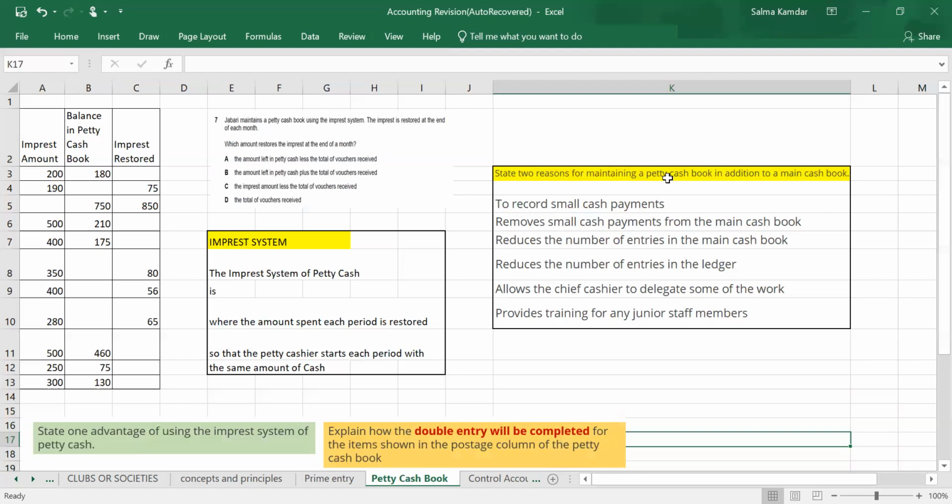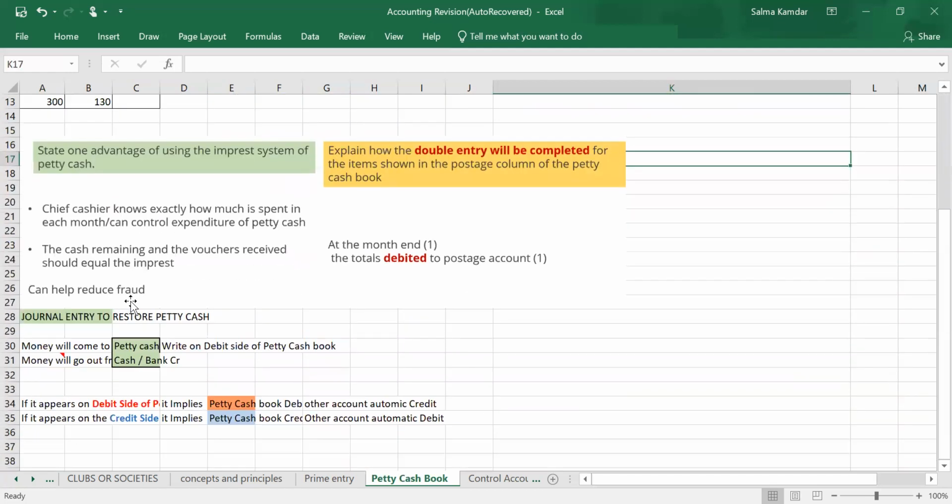What is the journal entry to restore the imprest? Petty cash, debit; cash, credit. The journal entry to restore the imprest is: I will write petty cash book on the debit side, and money will go out from the cash bank, so I will do cash bank credit. Are you with me?